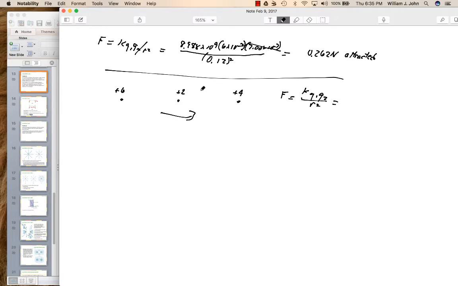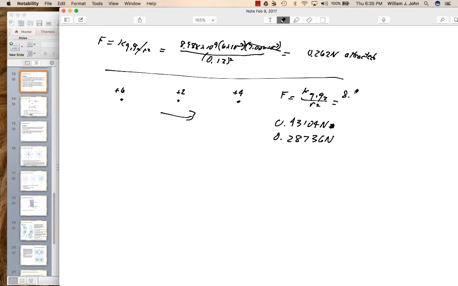and we do the same calculation for the 4. So when we do it with the 6, we put the 6 in there, and we get 0.43104 newtons. And when we put the 4 in there, we get 0.28736 newtons. So in one, we've got 2 microcoulombs and 4 microcoulombs. These two are the same. I'll show you one of the two calculations.